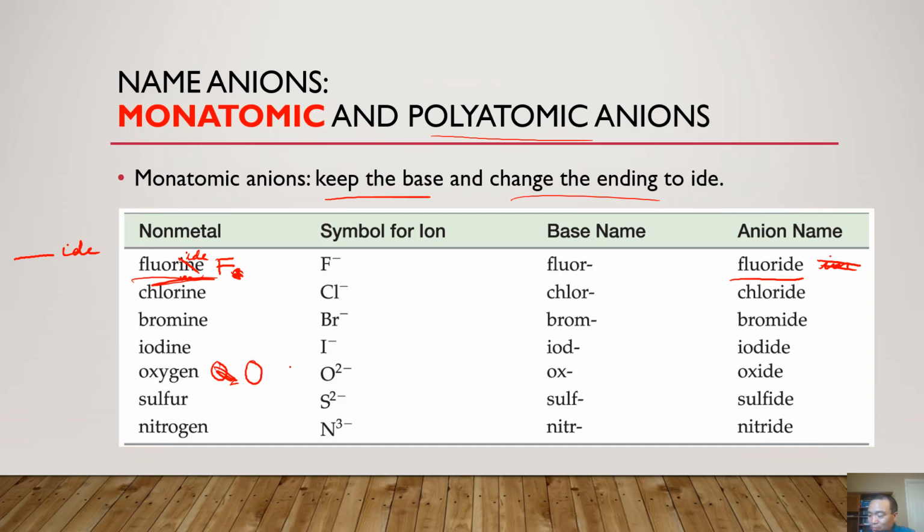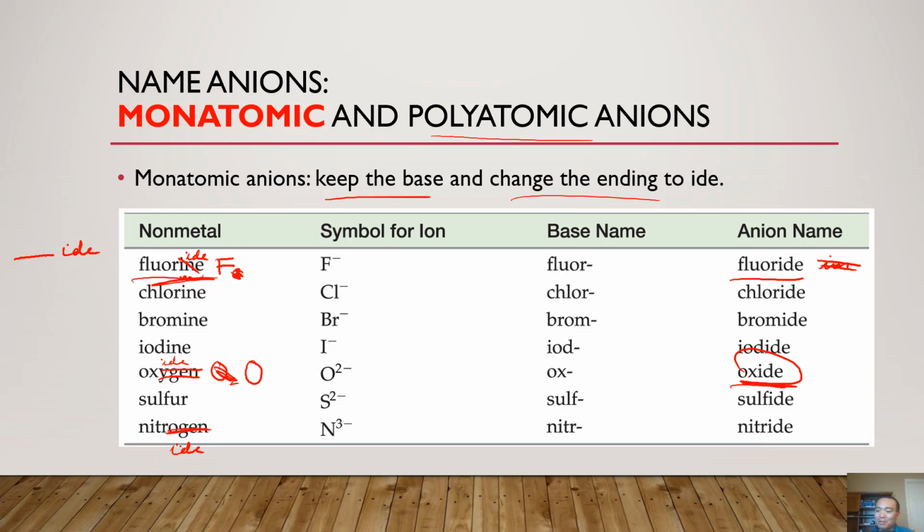You write O, okay? Oxygen, OX is the base. Change everything else to IDE. That's why it becomes oxide, okay? Nitrogen, drop the ending or change the ending to IDE. It becomes nitride, okay? All right.